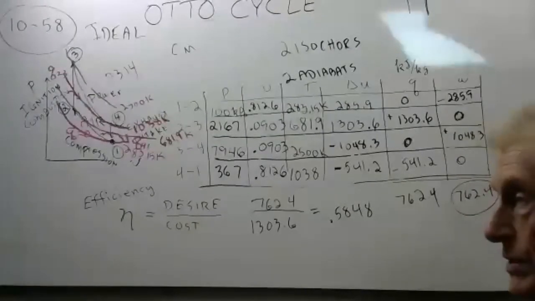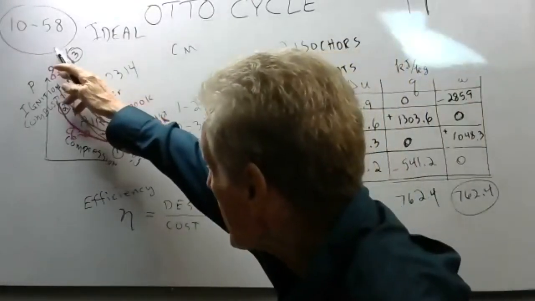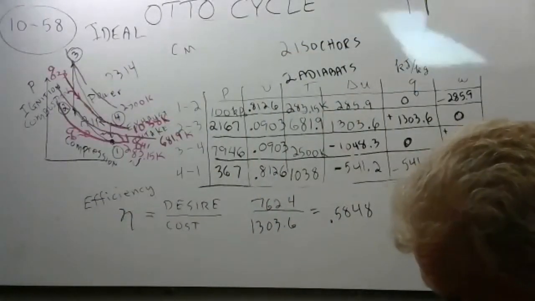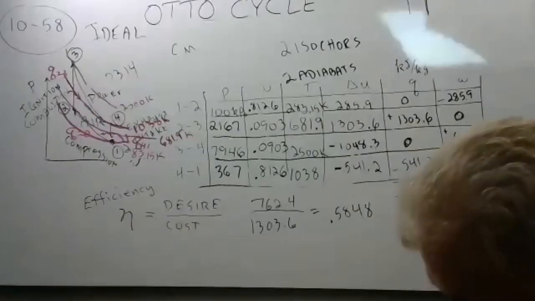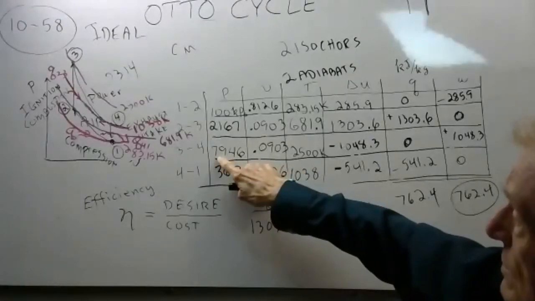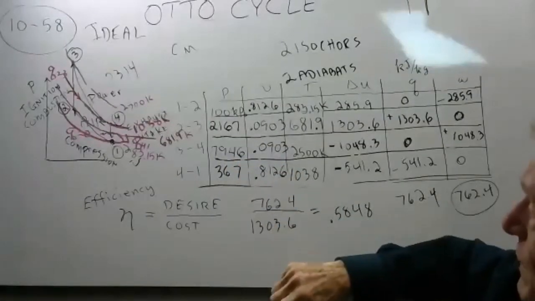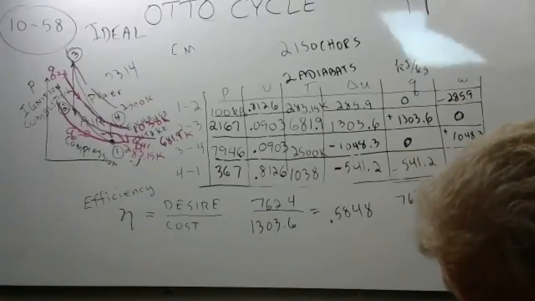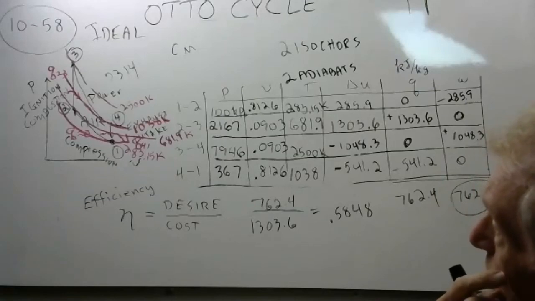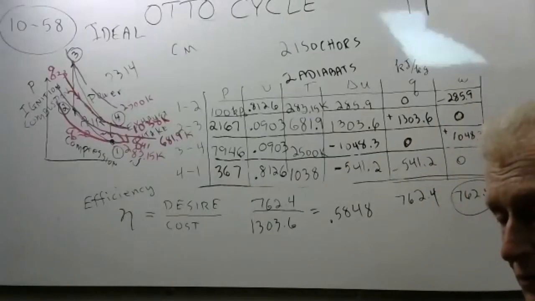Now, did we answer all their questions? Let me go find this problem. We did problem 1058. It's an Otto cycle. And it says here, find the highest cycle pressure. Well, we did that. The highest pressure is this 7,946 kilopascals. We did that. Mean effective pressure. Engine power output. Well, we got that. The only thing we didn't do was the mean effective pressure.